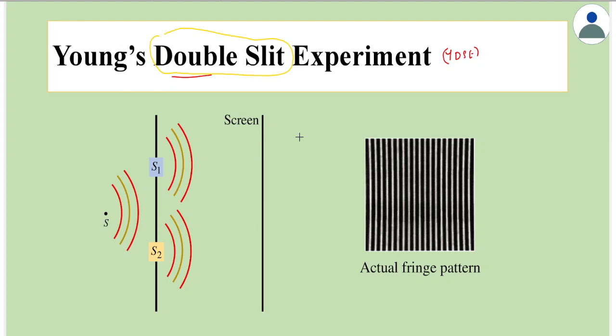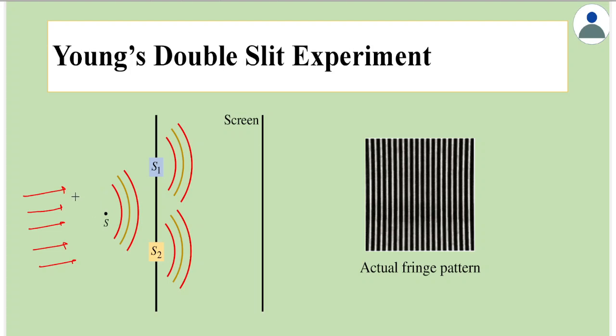In some experiments, some scientists have used electrons or some other particle as a source. But in this course, we are studying only Young's double slit experiment, where he used light as a source. Generally, you will have a monochromatic source of light. Monochromatic means single wavelength.